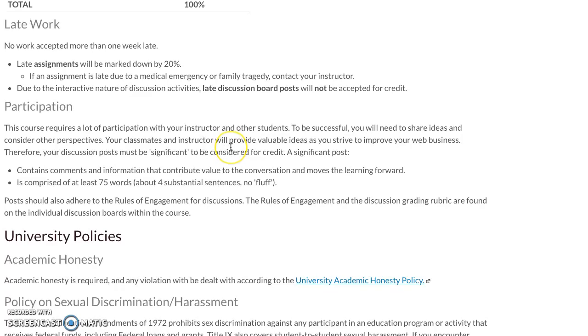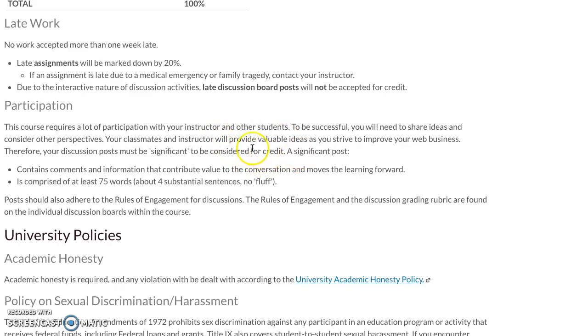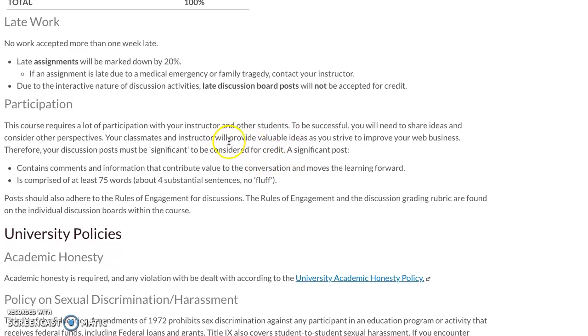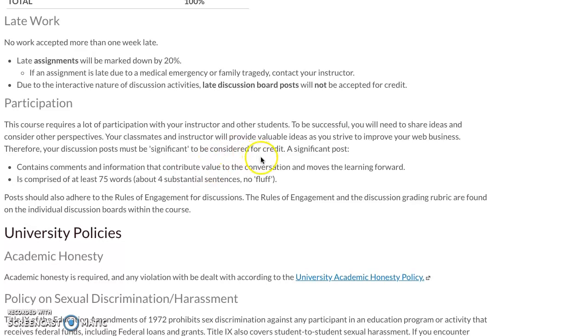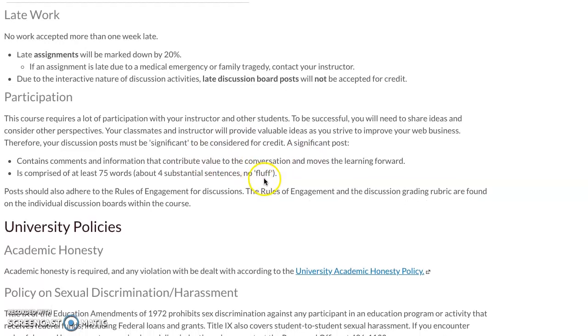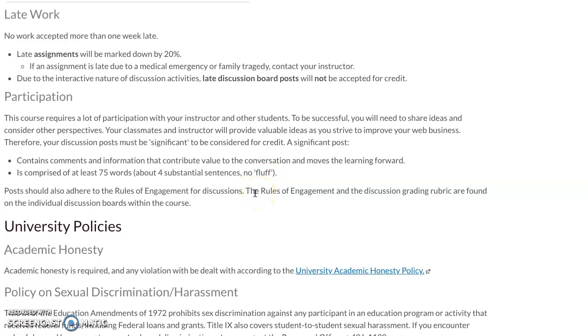So participation. Please know when this generally applies to discussion board posts. There's a lot of discussion boards in the class. There's a lot of content to get through on a discussion board. To get credit for that, your posts on a discussion board must be significant. That means that it's at least 75 words or so. They're substantial. There's not fluff in there, and you're contributing something valuable to the discussion. Really, if you take time and are considerate of other people's answers, then you'll receive credit for that. But please note, posts must be significant.